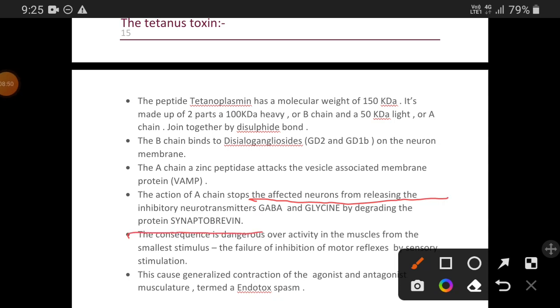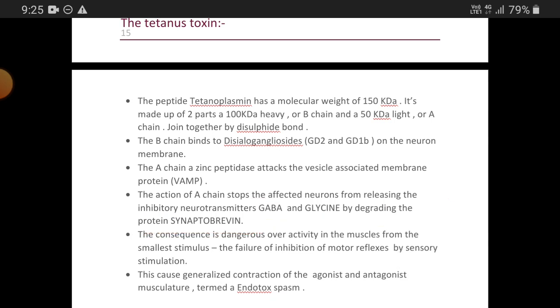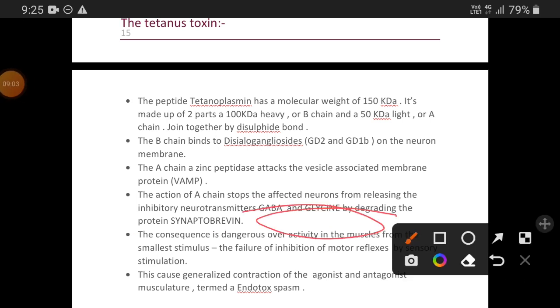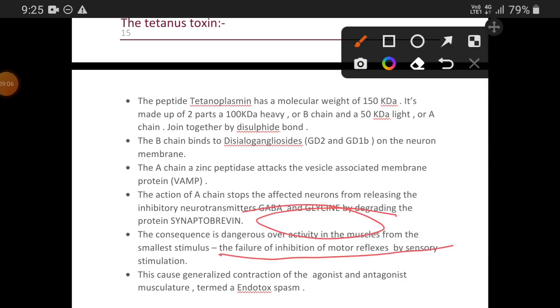The action of the A chain involves degradation of synaptobrevin, and as a result the affected neuron cannot secrete inhibitory neurotransmitters such as GABA and glycine. So as a result dangerous overactivity of the muscle from the smallest stimulus can result, and there is a failure of inhibition of motor reflexes by sensory stimulation.